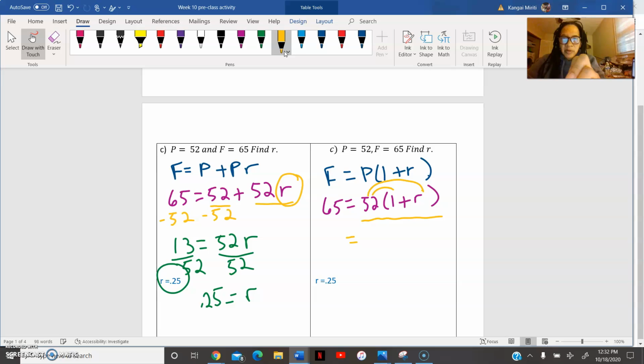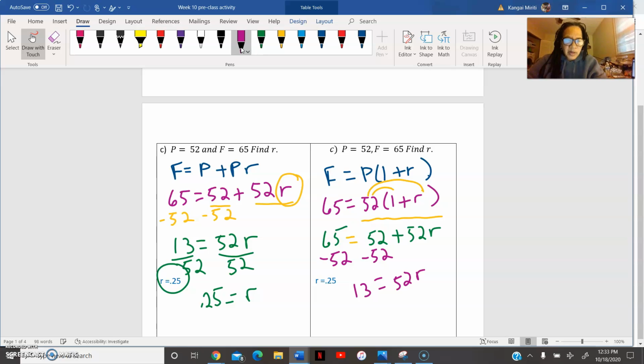So when I distribute, I get 52 times 1, which is 52, and 52 times r, which is 52r, and then my 65 is over here. And now we're back to just what we saw on the other side. We want to get the r term alone, so we've got to move that 52. Leaves us with 13 equals 52r. We're going to divide by 52, divide by 52, and we will end up with r equals 0.25. So that's how you solve those if you need to just kind of see it reviewed.